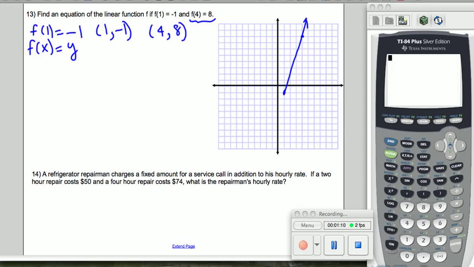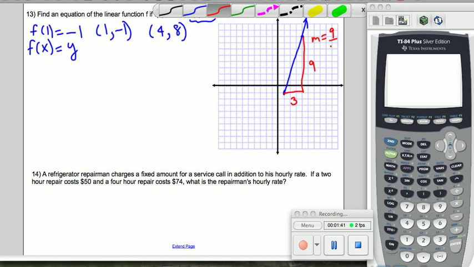This line, if you do it just visually, if you want to find the slope by doing rise over run, the rise is 9 and the run is 3. This is 3 and this is 9. So the slope is 9 over 3, which reduces to 3. Here, I'll just write this up here.